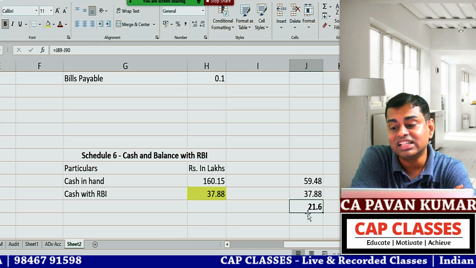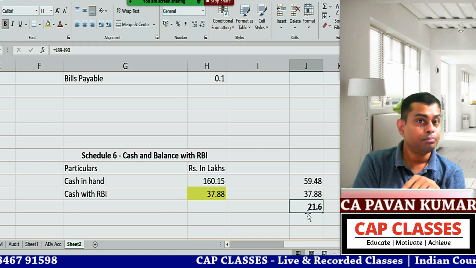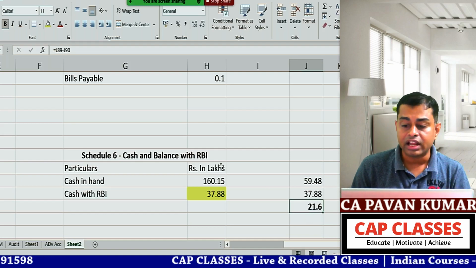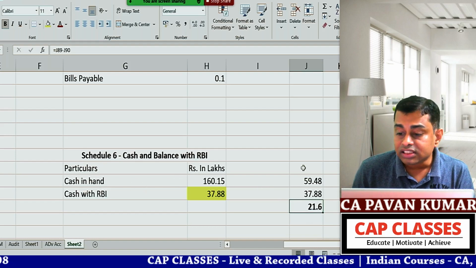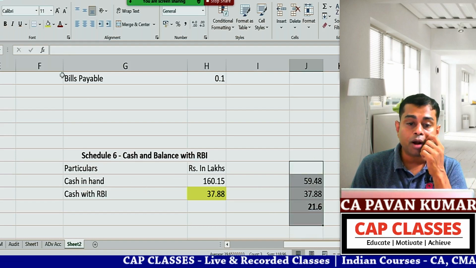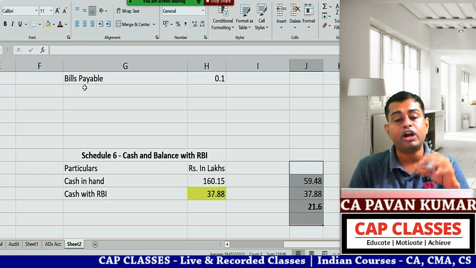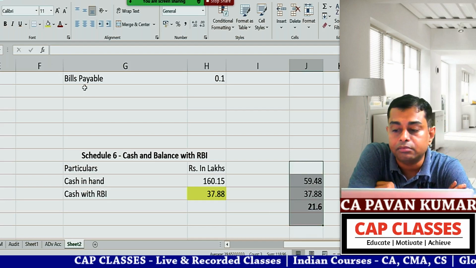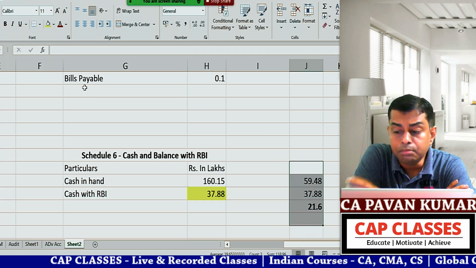You need to consider SLR requirements also. Pavan sir, how do we do that? I'll tell you. Don't worry. Guys, first tell me, do you understand this calculation? And now probably we have to transfer 21.6 from other banks to RBI. Do you understand that? Please let me know.